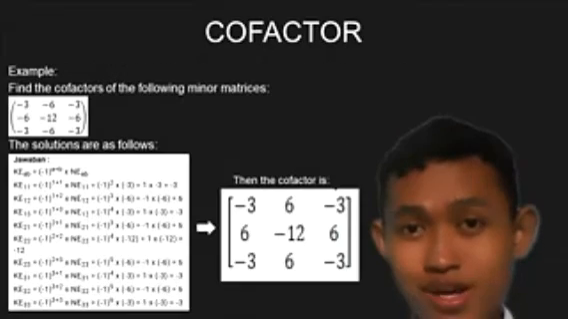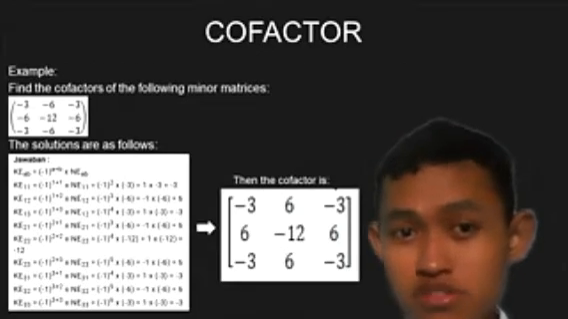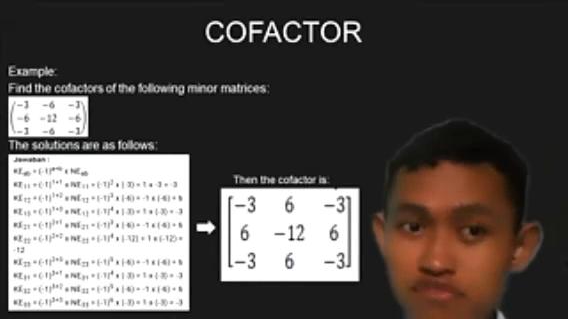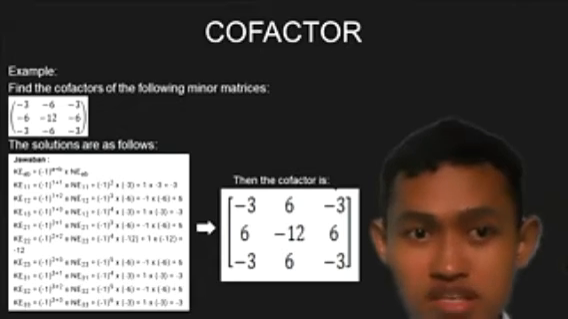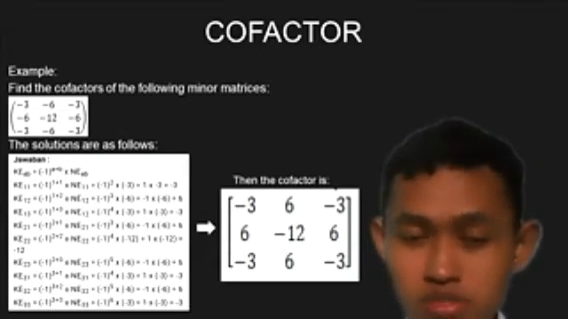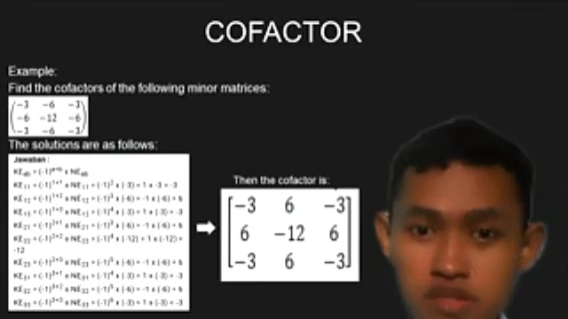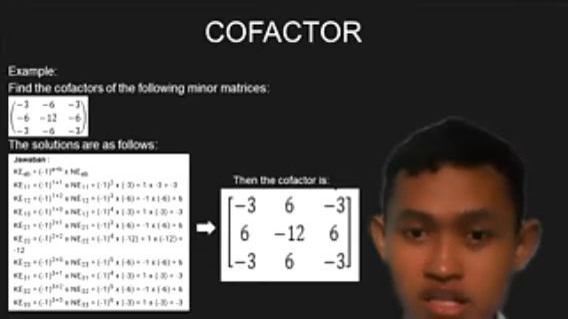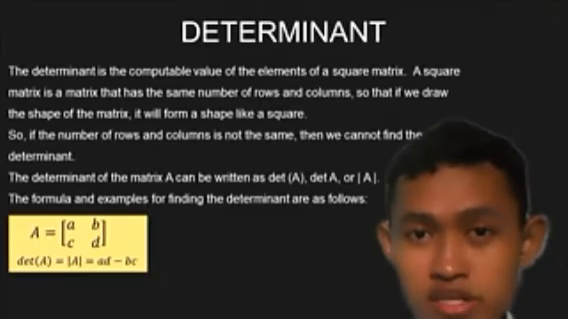element value. For example, find the cofactors of the following minor matrix: negative 3, negative 6, negative 3, negative 6, negative 12, negative 6, negative 3, negative 6, and negative 3. The solution is as follows, and the cofactor is negative 3, 6, negative 3, 6, negative 12, 6, negative 3, 6, and negative 3. The second point is determinant.